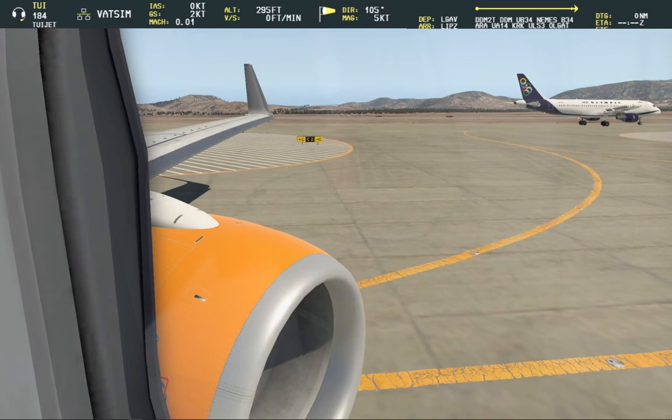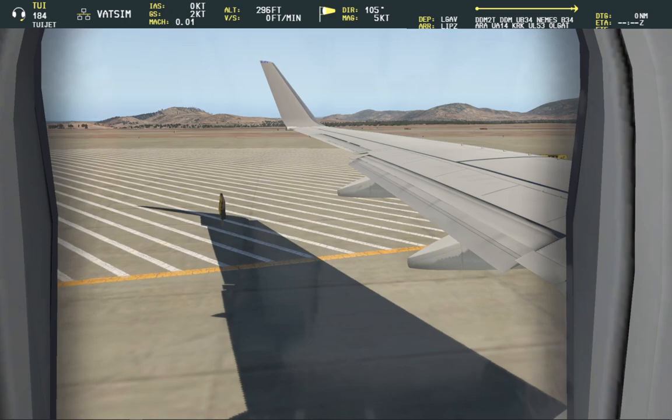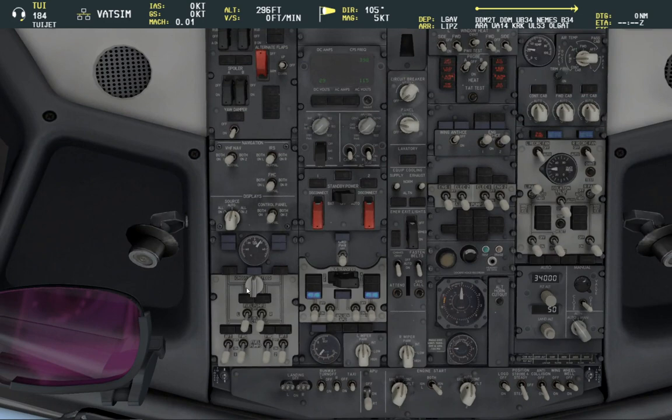Ground, Charlie Sierra Romeo Tango Whiskey on taxiway Charlie, holding short of Kilo. Okay, Charlie Tango Whiskey, continue taxi via Charlie. Generators connected. Continue taxi, proceed via Charlie.